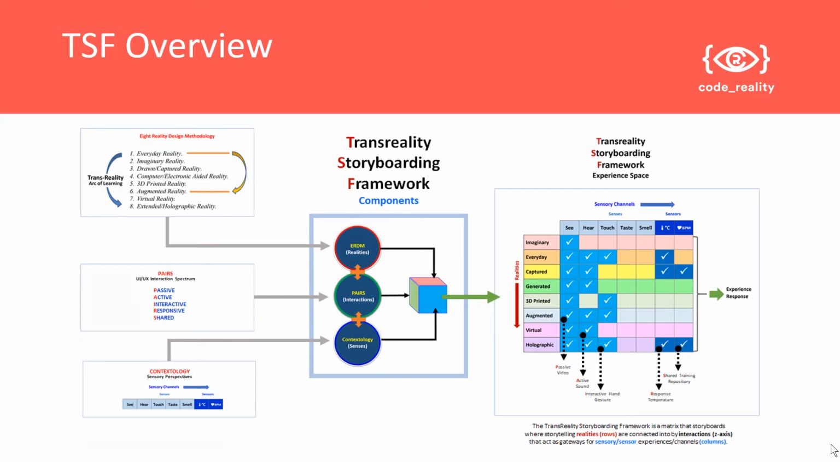PAIRS is an interaction spectrum for UI and UX and consists of interactions that are either passive, active, interactive, responsive, or shared. In addition to these components, contextology looks at how sensory channels are utilized in realities. When all these 3 components are brought together, they can be used to create templates or workflows for people creating experiences across realities. These workflows can highlight exactly what kind of interactions are needed. They can also indicate what kind of response is likely to result from the story that's actually being told.